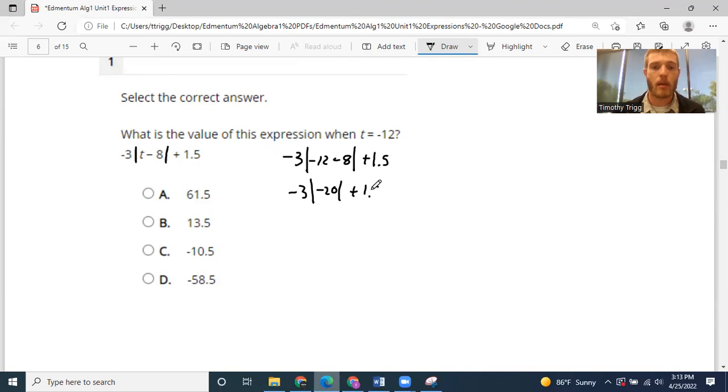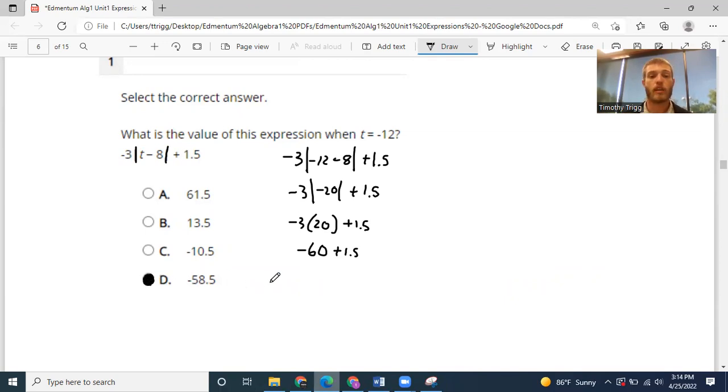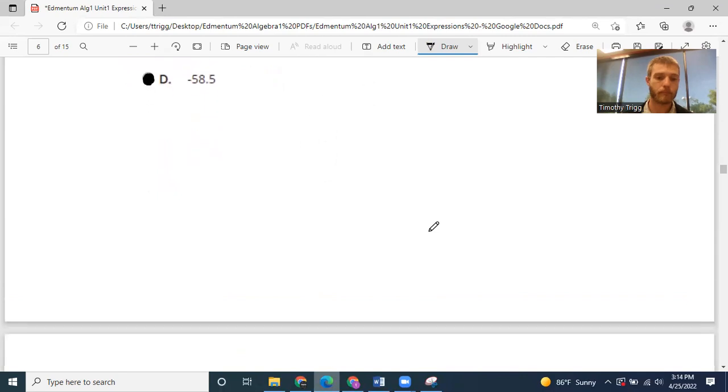plus 1.5. Again, when it's an absolute value, it always comes out positive. So this is -3 times positive 20. Absolute value, remember, it always turns it positive, plus 1.5. Your next step would be to multiply these together. So that makes -60. A negative times positive is negative, plus 1.5. This makes -58.5. Again, you can use the calculator as much as you wish.